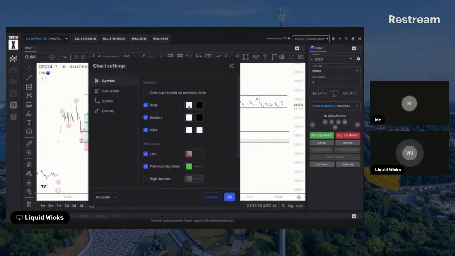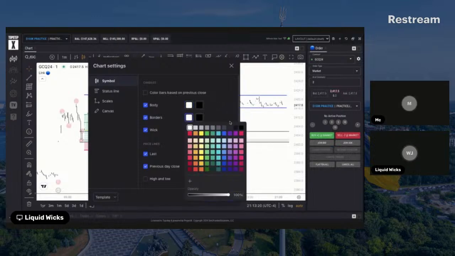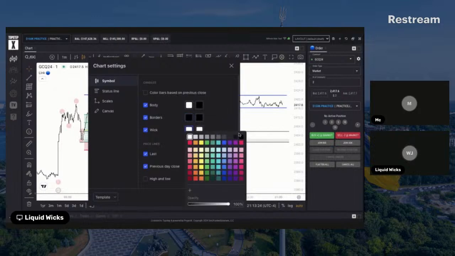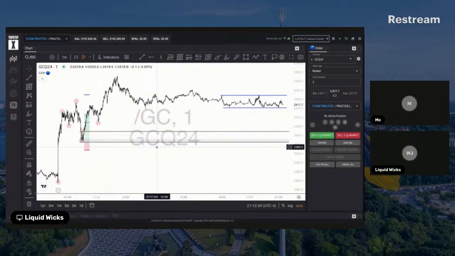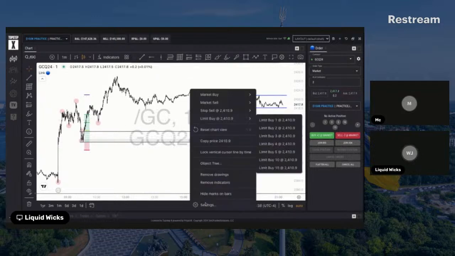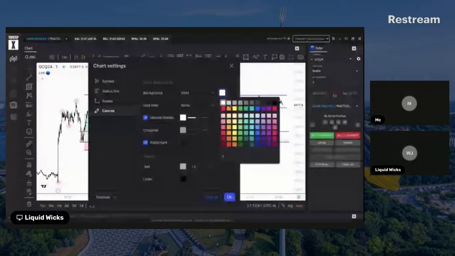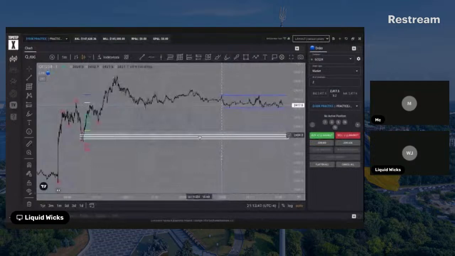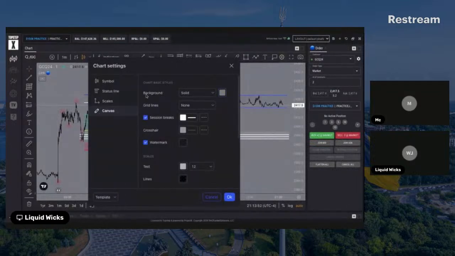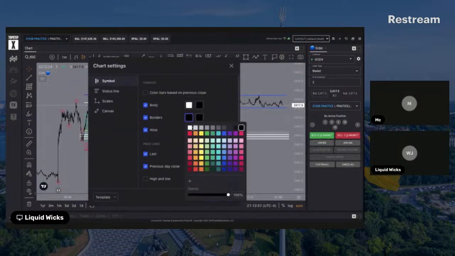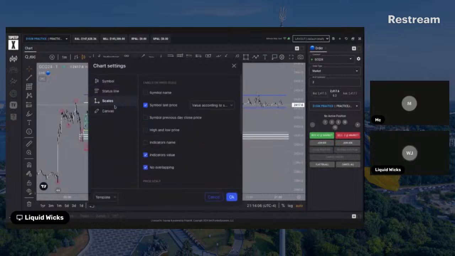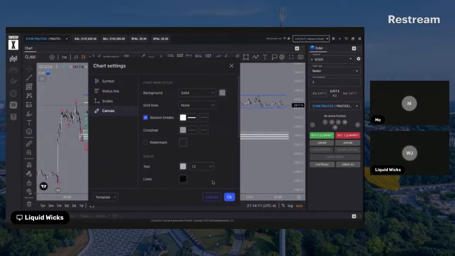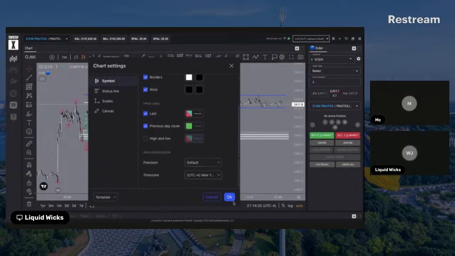I just did the dark screen because it's easier on the eyes sometimes. Borders, black. That looks crazy. Wick, black. There we go. Matter of fact, a little lighter. Okay. Let me get rid of the watermark too. All right, this might be better.